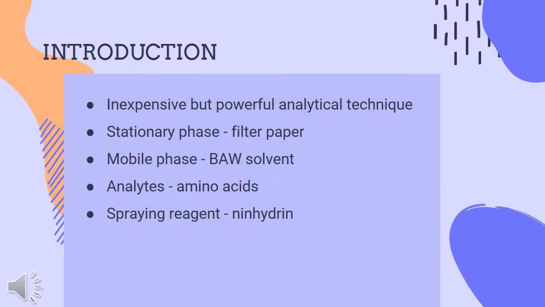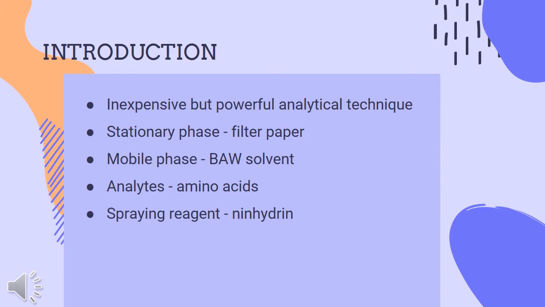Paper chromatography is an inexpensive but powerful analytical technique used by scientists to separate and analyze dissolved chemical substances. The first component you need for a chromatography setup is the stationary phase. Typically, this is a porous solid that stays fixed. For this experiment, filter paper was used.